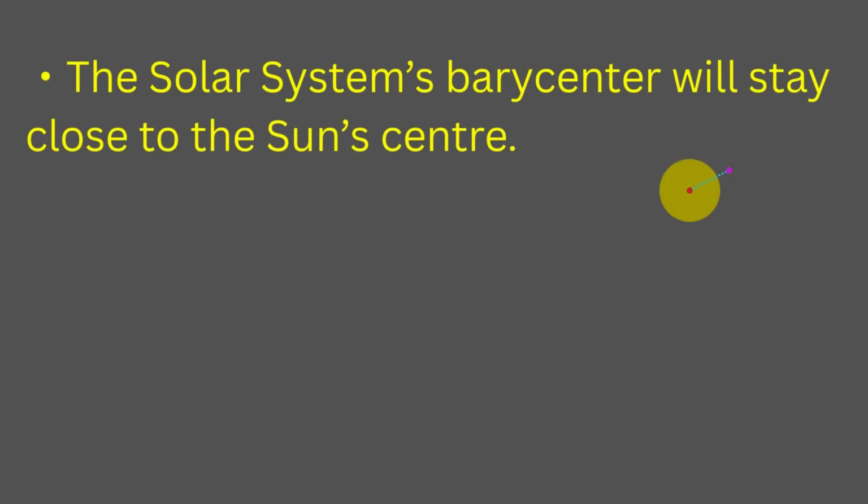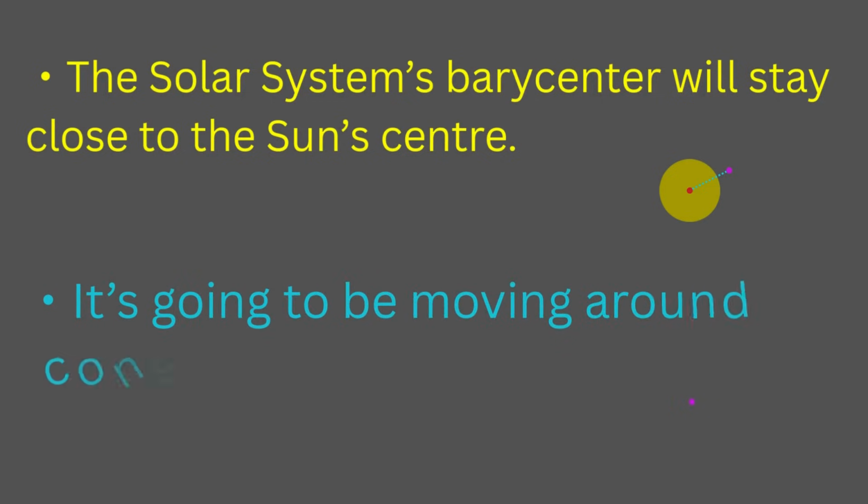Because of the sun's gargantuan mass in comparison to everything else in the solar system, the barycenter is going to be located pretty close to it. And since the planets are constantly changing positions, the barycenter will too. With these things out of the way, we can finally start calculating the position of the barycenter.